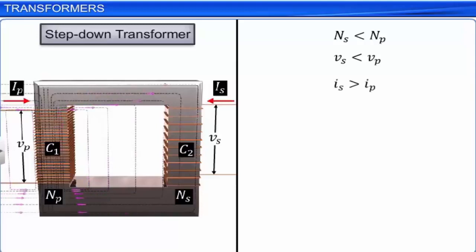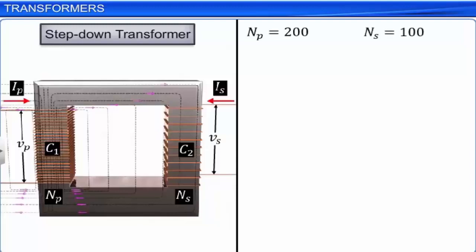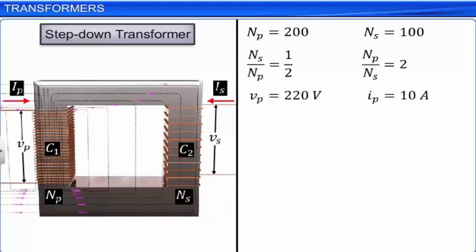For example, if the primary coil of a transformer has 200 turns and the secondary has 100 turns, Ns by Np is equal to half and Np by Ns is equal to 2. Thus, a 220 volt input voltage Vp at input current Ip of 10 ampere gives an output voltage Vs of 110 volt. That is, a step down to 110 volt output at a current Is equal to 20 ampere.